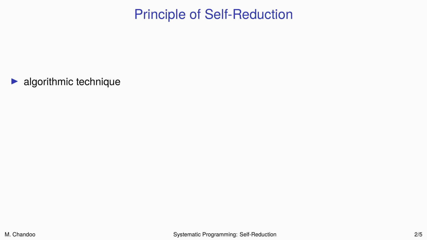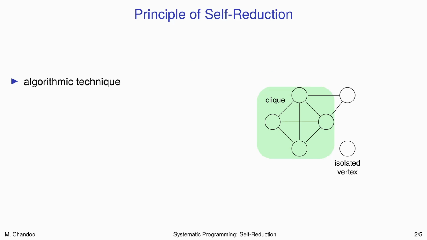Self-reduction. Self-reduction is an algorithmic technique to solve certain computational problems. For example, let us consider the clique problem.